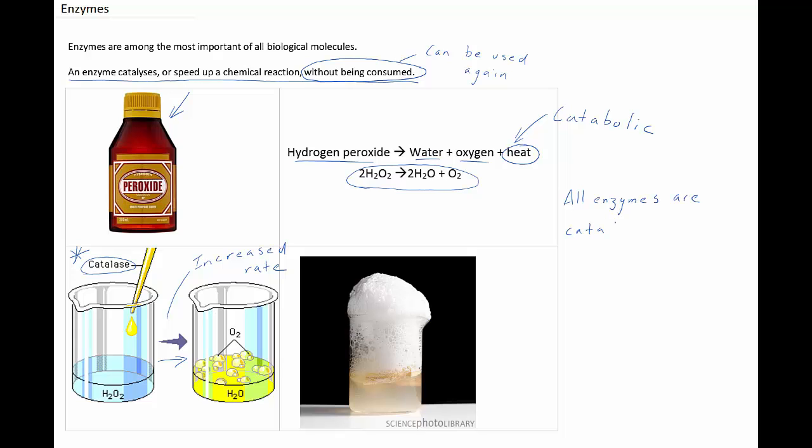In other words, all enzymes are catalysts, but not all catalysts are enzymes.